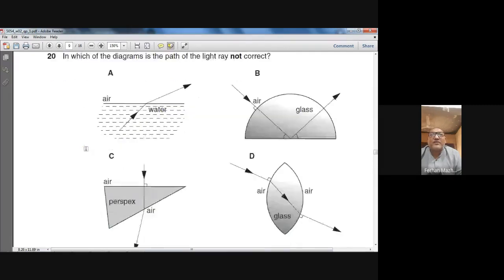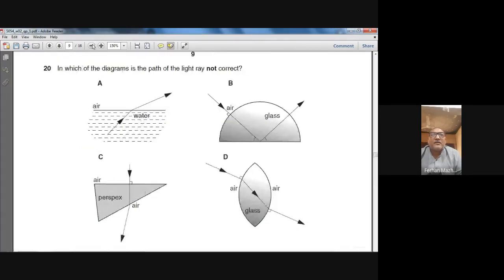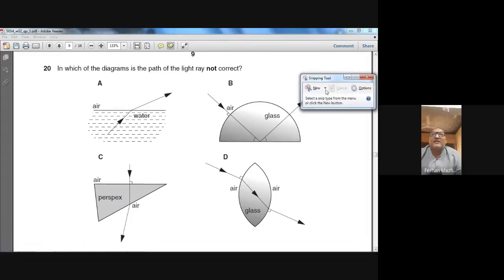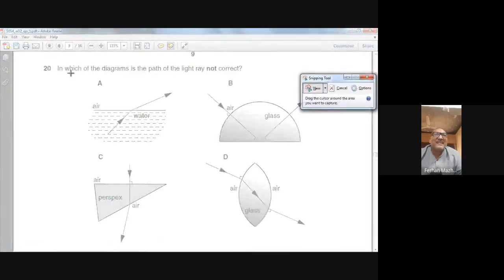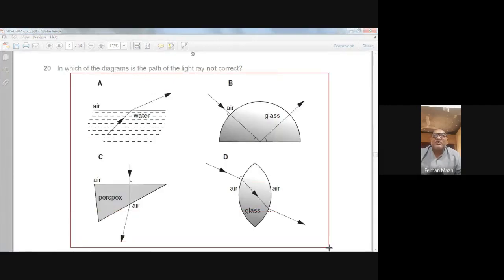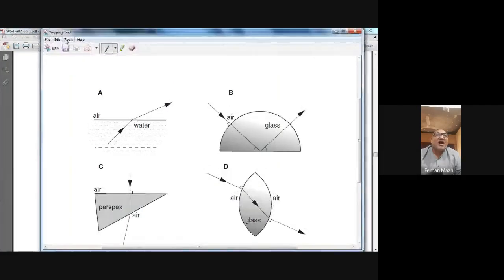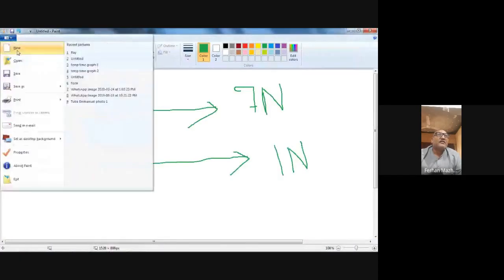Okay, so here we go. In which of the diagrams is the path of the light not correct? I think most of the people have remembered these answers, but let me show you how this is actually done, how you decide where the path is not correct. So see, let me bring it in the paint.